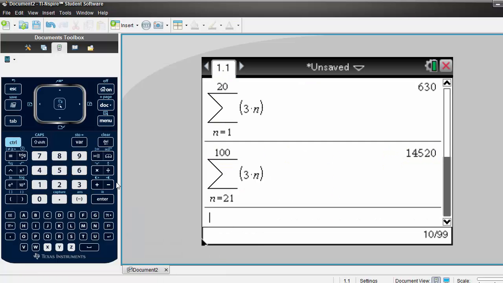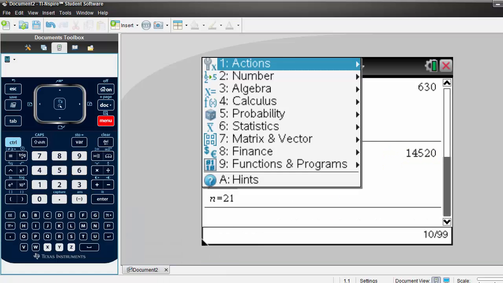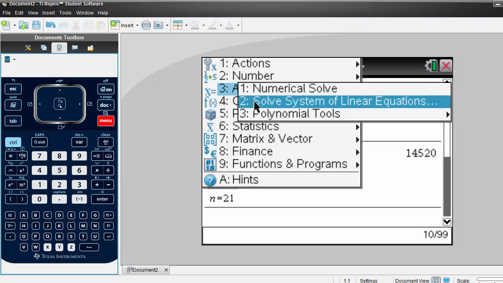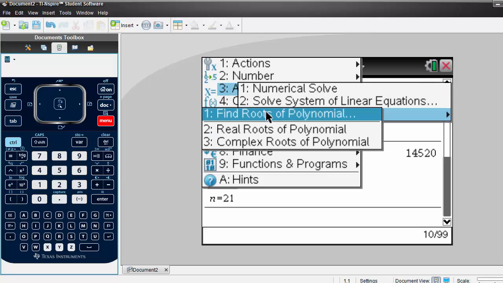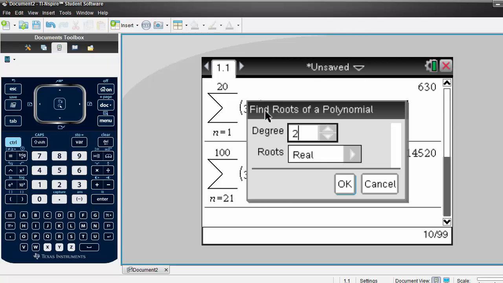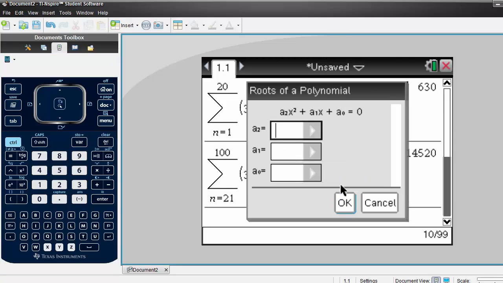So now I have my calculator. I'm going to go to Menu, Algebra, Polynomial Tools. When I do that, I'm going to find the roots of the polynomial. They're going to ask me what degree is the polynomial. It's a quadratic. It's degree 2. The number in front of n squared is 1, so that's the first coefficient, the lead coefficient. The number in front of n is also 1. And the last term, the last constant, is negative 6,480.